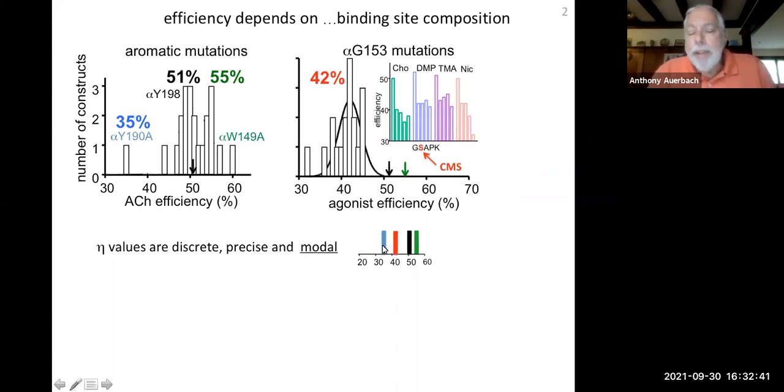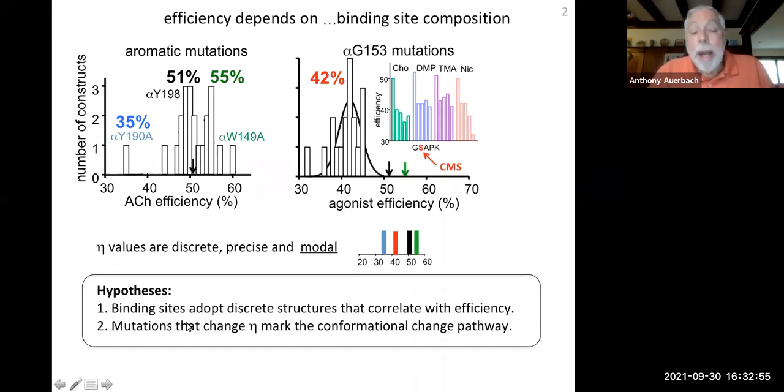So I think the pattern of efficiencies that you see in a binding site is like a spectrum. It's like maybe a barcode. It's the spectrum of the binding site, because you get discrete lines at efficiencies, and the hypothesis is that binding sites adopt discrete structures that correlate with efficiency. That is, when the binding site goes from big to small, it's not gooey. It doesn't just go anywhere. There's no induced fit. It is trying to get to a discrete structure that's available to it.